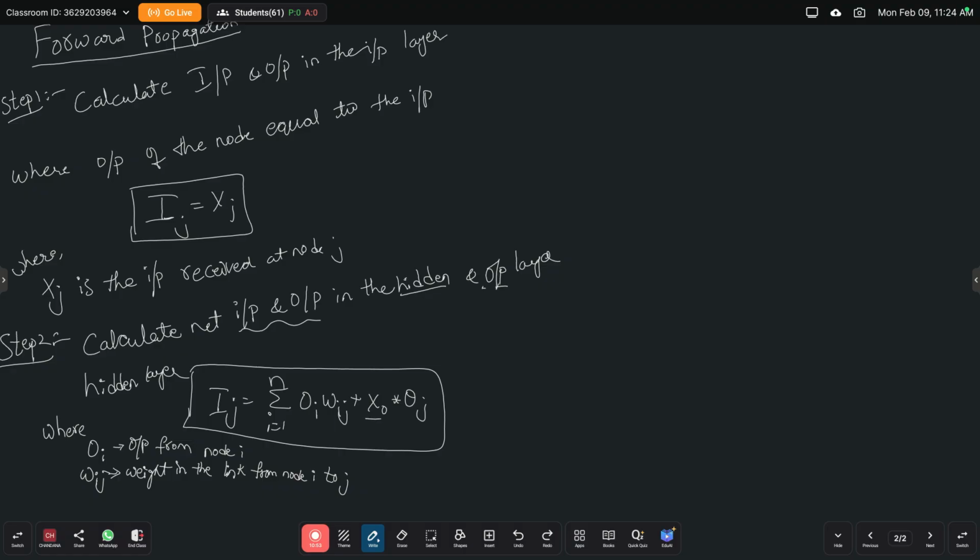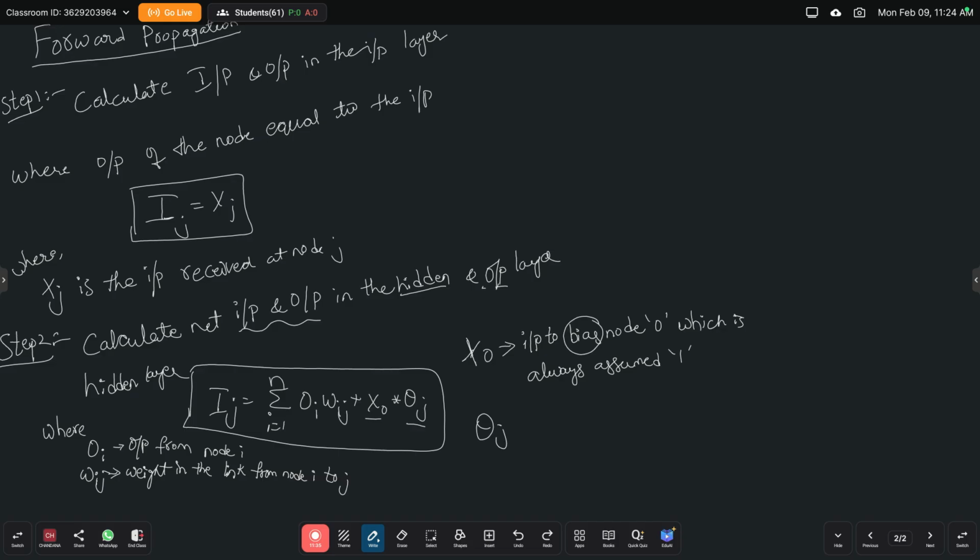And also here we have x naught and theta j. X naught is the input to the bias node O, which is always assumed as 1. The bias is always 1, in this problem and in every problem.